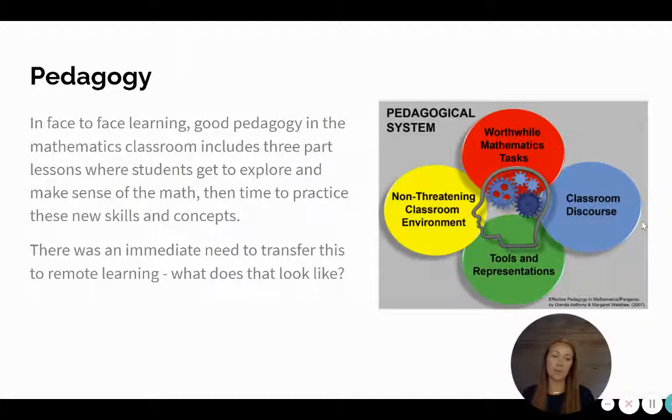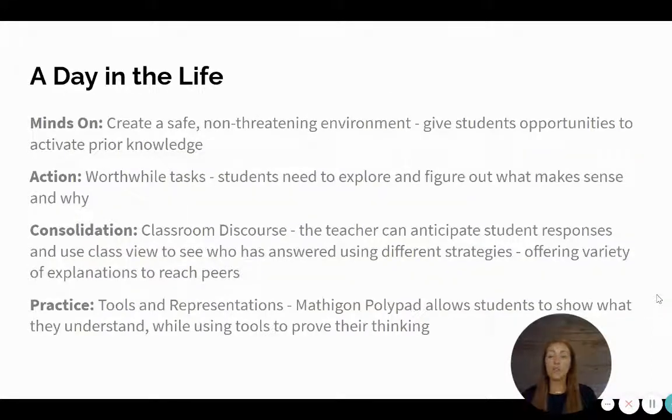I wanted to figure out a way to transfer this to remote learning. I needed to figure out very early on in the year, what does this look like? So we'll walk through what this actually looked like for my students. Overall, most days we went through a 4-part math lesson actually.